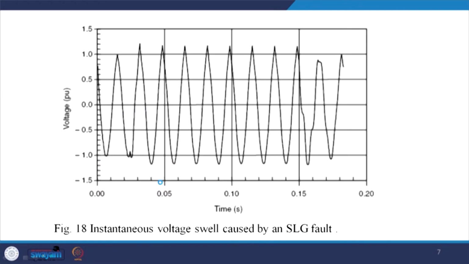Here, for example, is an instantaneous voltage swell caused by a single line to ground fault on the other two lines. All of a sudden there is a distortion, and thus you can see that the voltage has swelled, then it has again sagged. This phenomenon occurs on the other healthy lines in the case of a single line to ground fault.